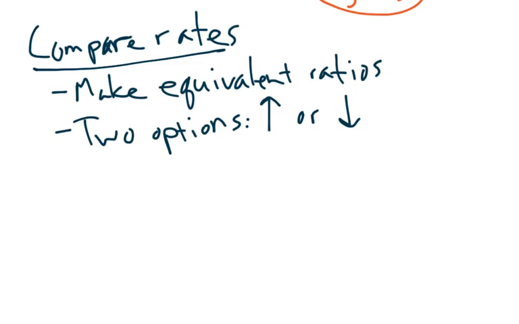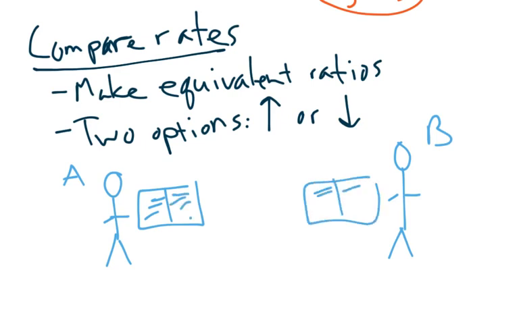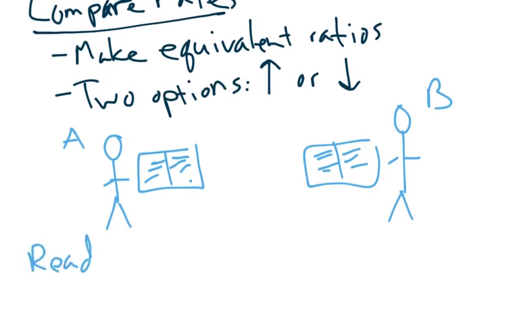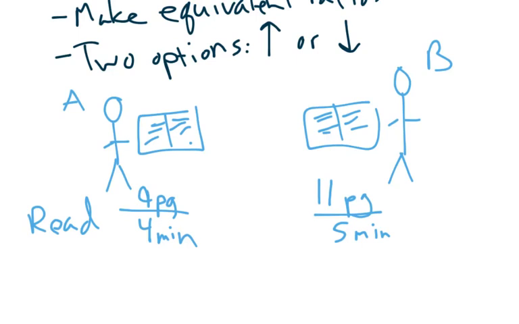Let's say we have two people, person A, and over here we have person B. And they're both reading the same book. And we're given some rates about how fast they're reading. Person A can read 9 pages in 4 minutes. Person B can read 11 pages in 5 minutes. Who is the faster reader? Well, we again have two options. We can build them up or we can break them down.